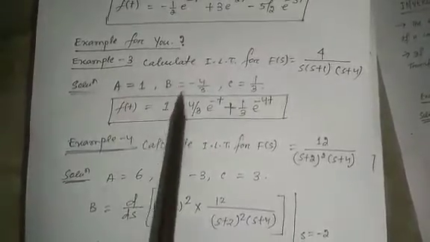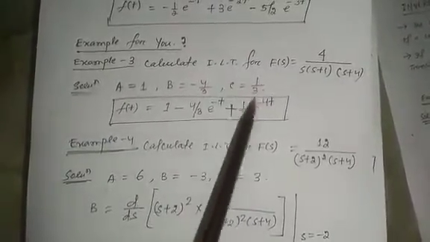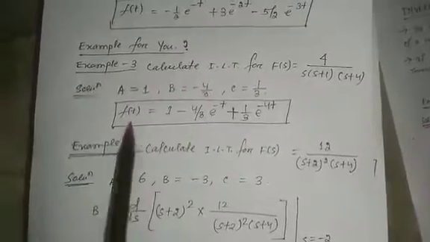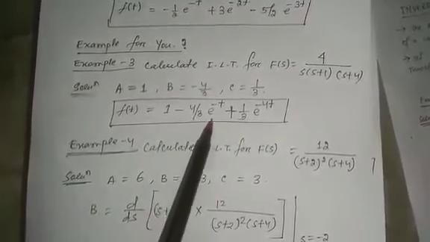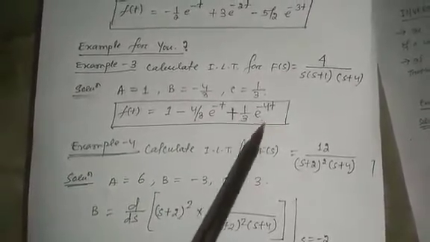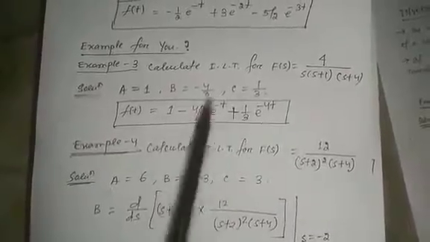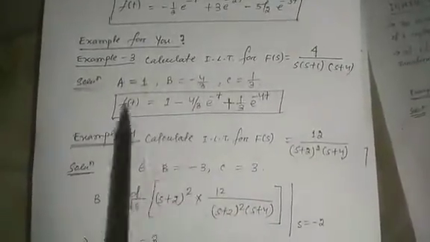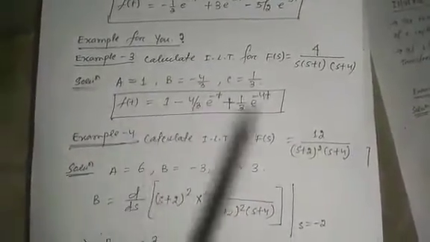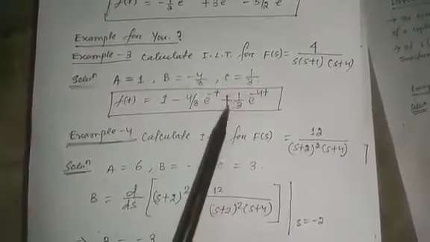You get a is equal to 1, b is equal to minus 4 by 3, and c is equal to 1 by 3. The final solution is f of t is equal to 1 minus 4 by 3 e to the power minus t plus 1 by 3 e to the power minus 4t. You check it and you solve and check the final answer is this or not.